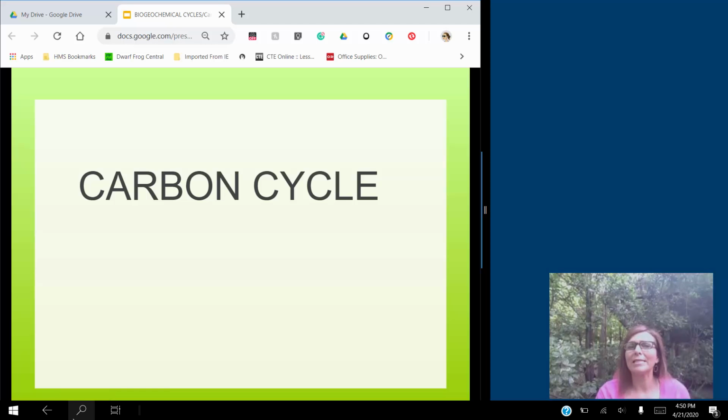Hey, welcome back. This time we are talking about the carbon cycle. We just talked about nitrogen and how it flows between the biotic and abiotic things. This time we're going to focus on carbon. And carbon is probably a little more familiar to you because you know, or you should know, right?